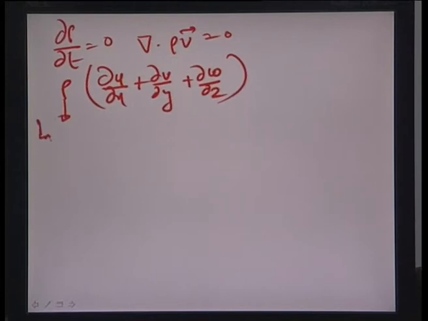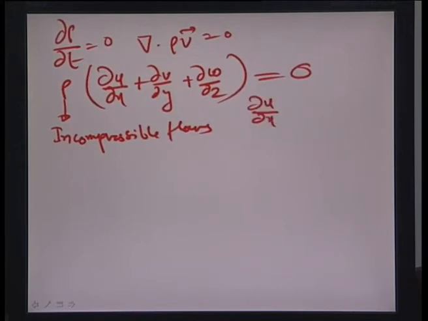Remember, in incompressible flows, this rho does not vary with time or space. So, there is absolutely no variation in the density. The density, either in time or in space, remains the same and constant. So, this is a situation of incompressible flows, and therefore this becomes equal to 0. In other words, del u by del x plus del v by del y plus del w by del z is 0, the new form of the continuity equation, particularly for incompressible flows.